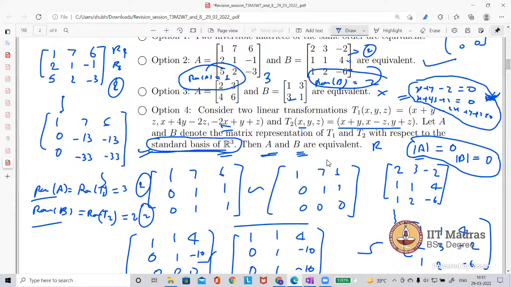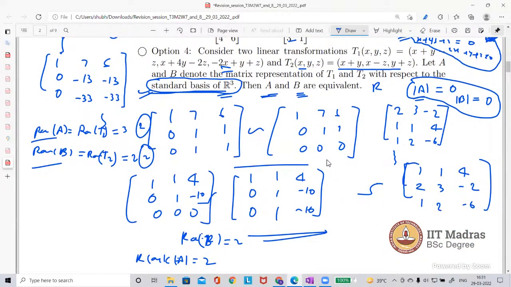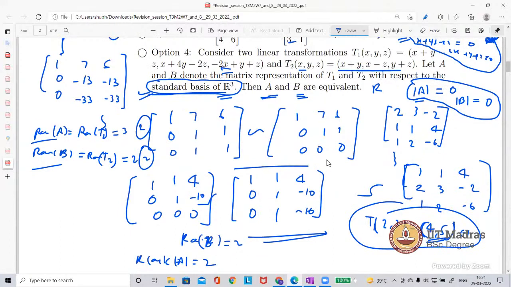Could you write, sir, like T of (2,3)? Let's say T of (2,3) is equal to (4,5). Here, whether these (2,3) are coordinates or vectors, what are these? This is a vector, a single vector in R2. What about (4,5), sir? This is also a single vector in R2.